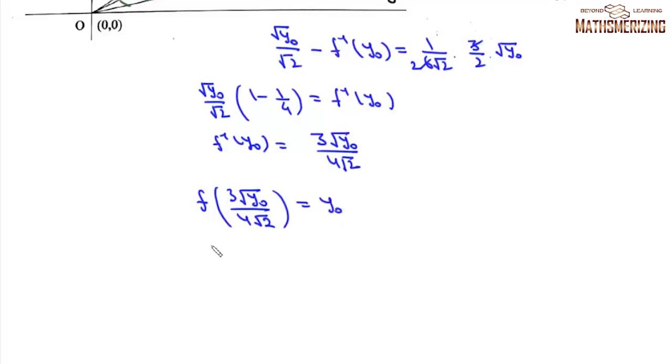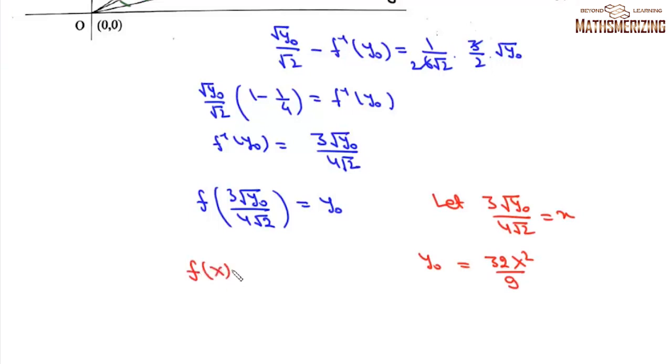Now what we'll do is we'll let 3 square root of y naught upon 4 root 2 be x, then y naught will be 16 into 2, 32, so it will be 32x square by 9. So we can write this function f as f(x) equals 32x square by 9. So this function is given by 32x square by 9.